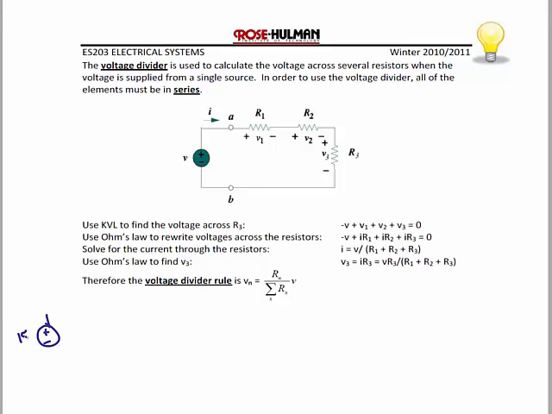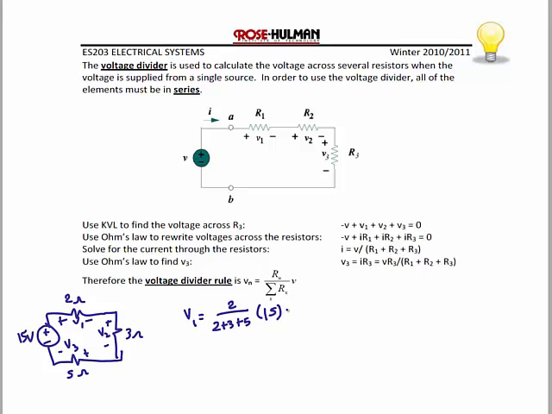I have a 15 volt source, and that is the voltage across 3 resistors, a 2 ohm, a 3 ohm, and a 5 ohm resistor. I'll call the voltage across the 2 ohm V1, the voltage across the 3 ohm V2, and the voltage across the 5 ohm V3. So V1 would be equal to 2 over 2 plus 3 plus 5 times 15, which equals 3 volts.